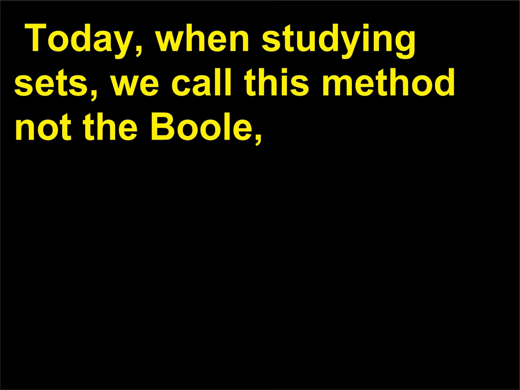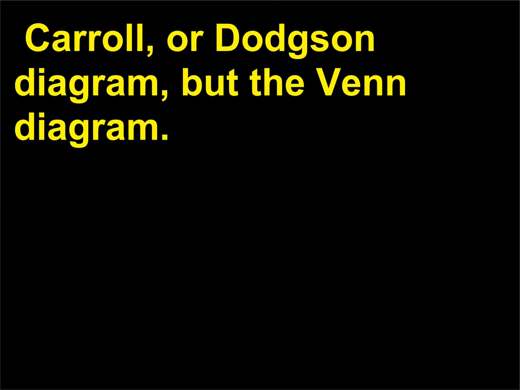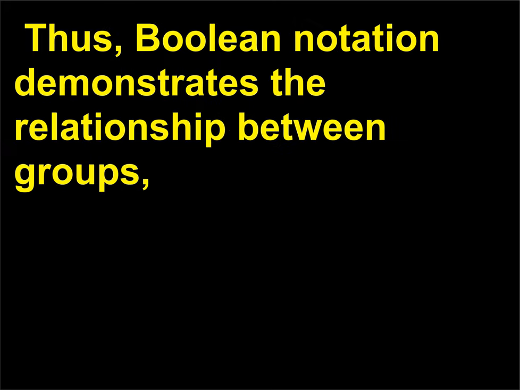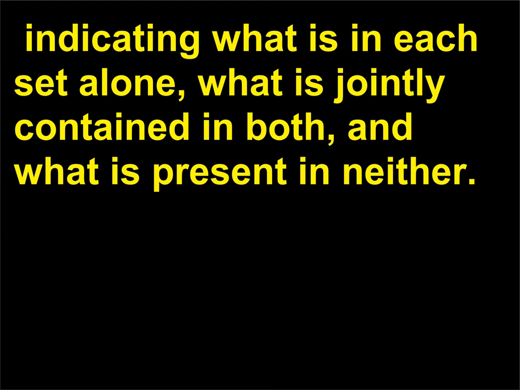Today, when studying sets, we call this method not the Boole, Carroll, or Dodgson diagram, but the Venn diagram. Thus, Boolean notation demonstrates the relationship between groups, indicating what is in each set alone, what is jointly contained in both, and what is present in neither.